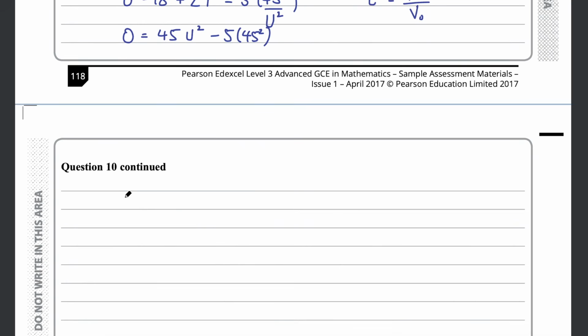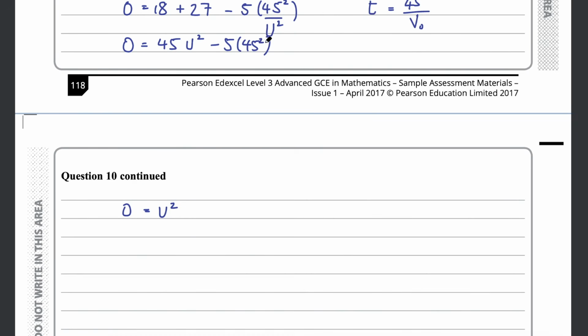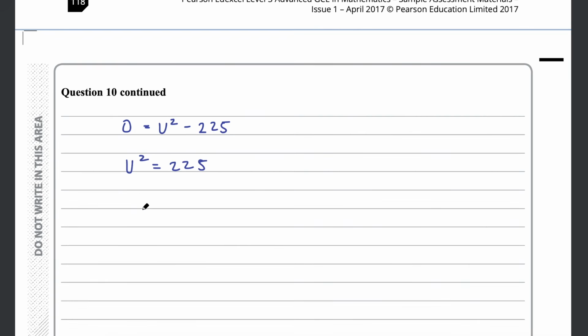So let's continue on the next page. 0 equal to u squared divided by 45, and then 45 squared divided by 45 is obviously 45. 45 times 5, that's going to be 225, so negative 225. And then take that over to the other side, so add 225 to 0, and we'll get u squared equal to 225. And then take the square root of both sides, so the square root of 225 is 15, so that's going to be 15 meters per second for our final answer.